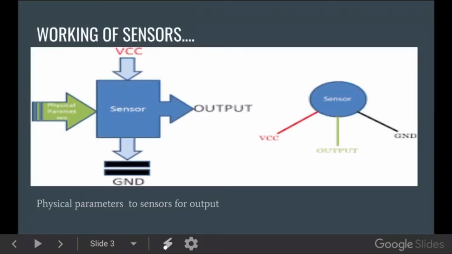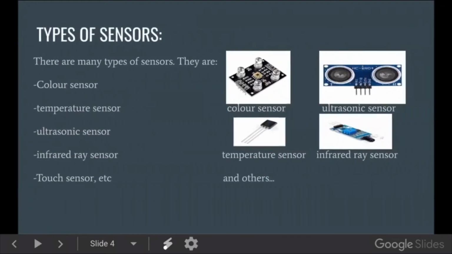Sensors are also used to switch currents and voltages. Every sensor has three terminals: VCC, ground and output. And VCC, physical parameters and ground work to give the output. That is the sentence I wrote in the presentation: physical parameters to sensors for output. Okay, next, what are the types of sensors?